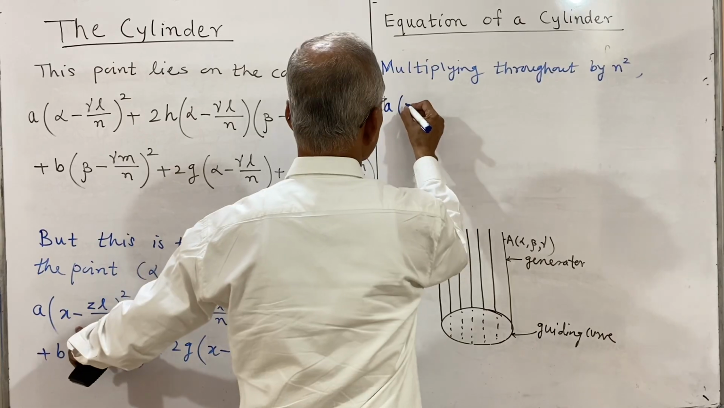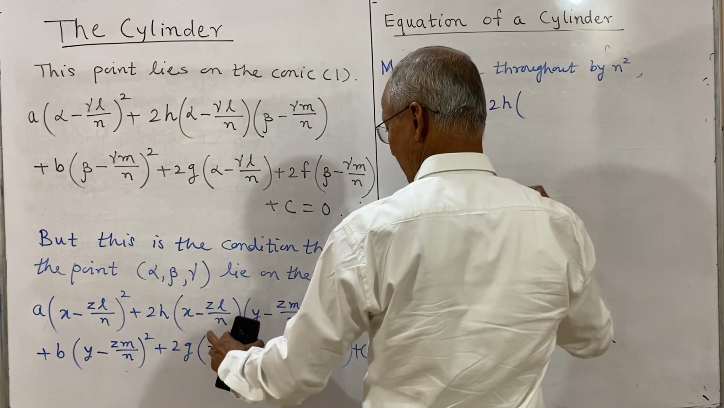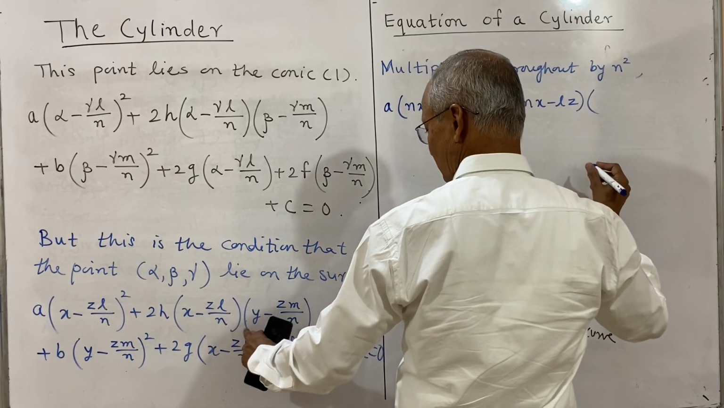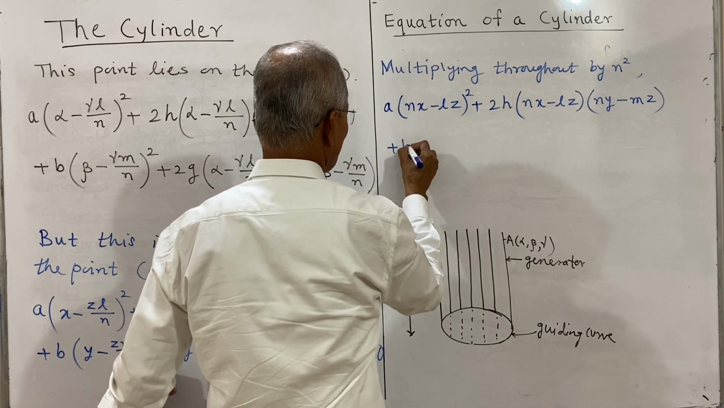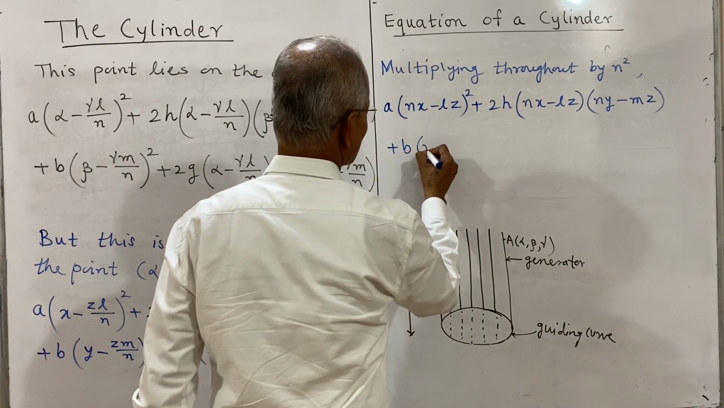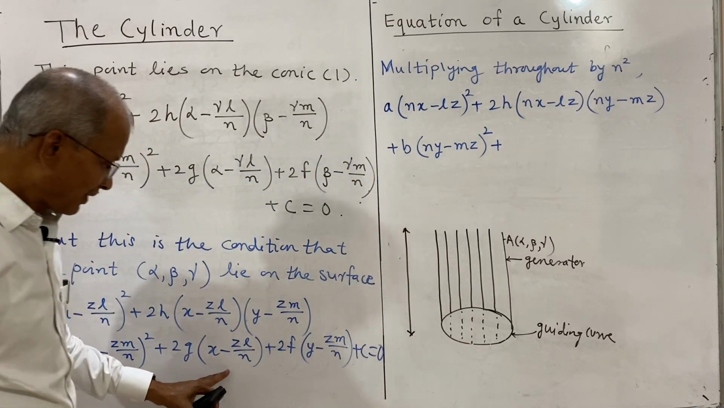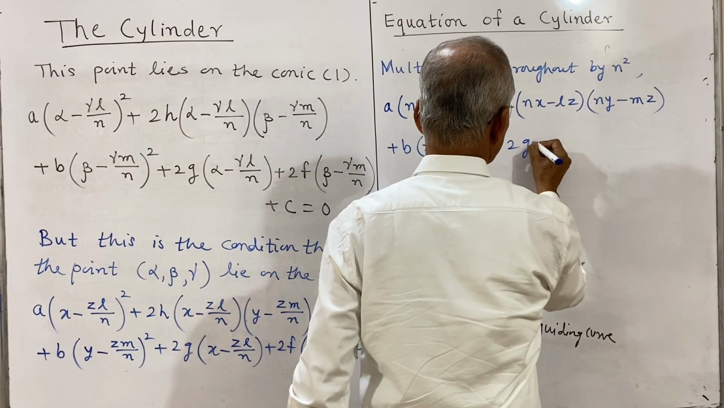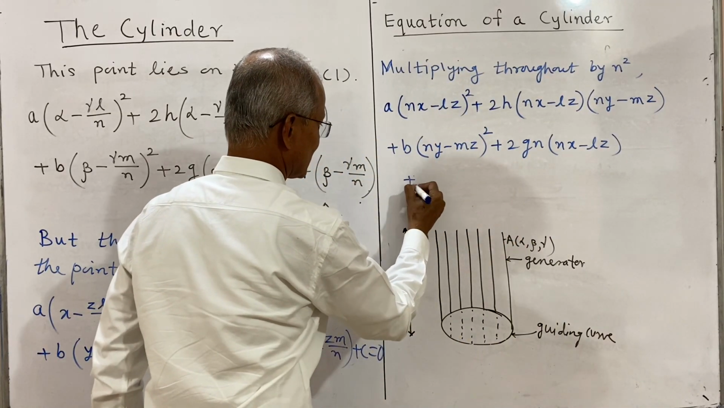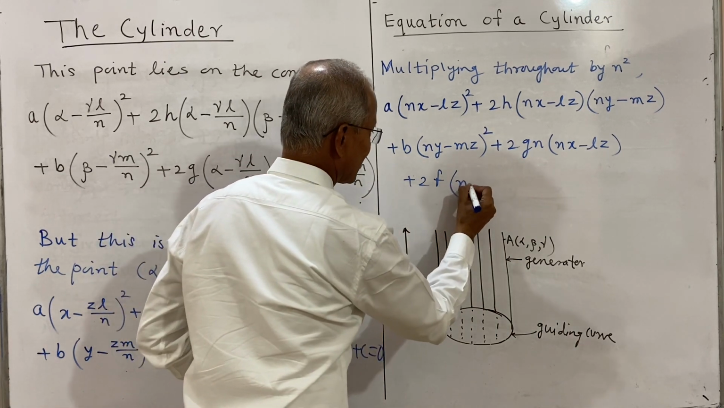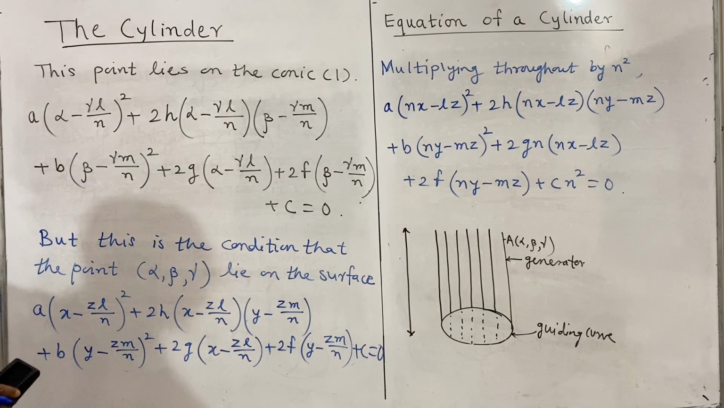And that we get a into bracket nx minus Lz whole square, plus 2h, and this is again nx minus Lz, and this is ny minus mz, plus b into bracket ny minus mz whole square, plus, here we are multiplying by n square, so 2gn will remain, 2gn into bracket nx minus Lz, and plus 2f, it is n, into ny minus mz, plus c into n square is equal to 0. So this is the required equation of the cylinder.